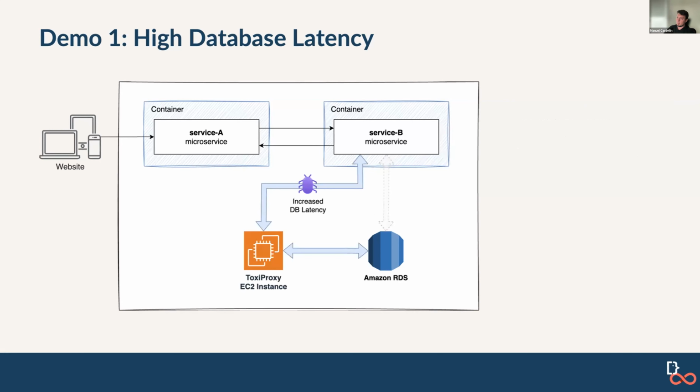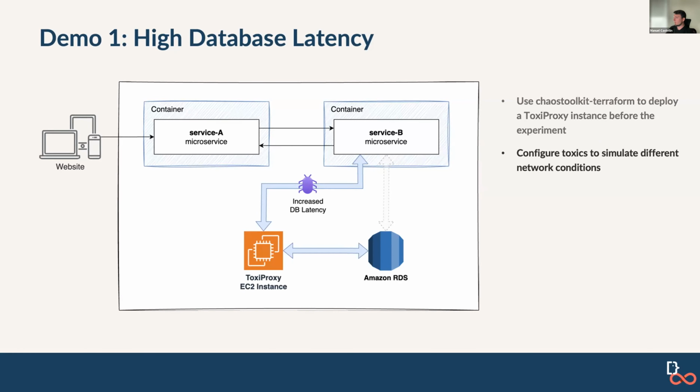So what we need to do is do the same configuration as we saw earlier: deploy a toxic proxy instance on EC2, and reconfigure service B to talk to RDS through the proxy. Of course, we're going to use Chaos Toolkit Terraform to deploy resources. We configure toxics with Chaos Toolkit to simulate this increased DB latency condition. Of course, we're going to reconfigure service B, that's a given, and use Chaos Toolkit to reconfigure the DB and route the traffic through the proxy.